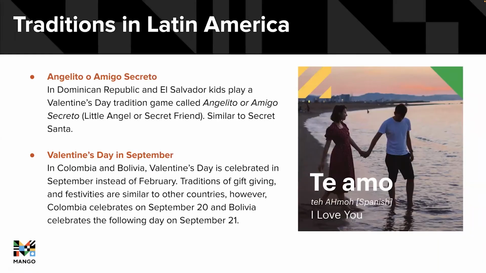And in Dominican Republic and also El Salvador, kids play a Valentine's Day tradition game called Angelito, or Amigo Secreto, which is Little Angel or Secret Friend. This is similar to Secret Santa. Angelito is played by randomly picking names, and then kids get a gift for their secret friend.